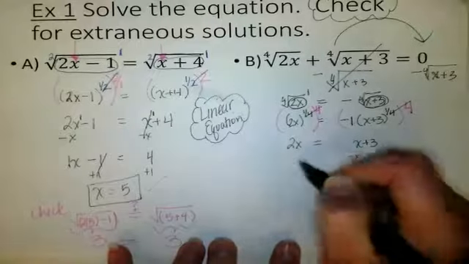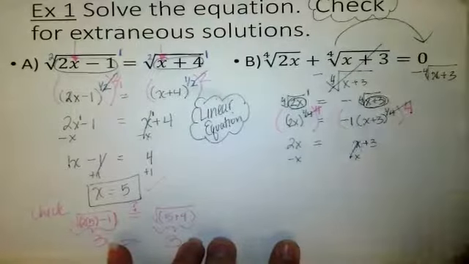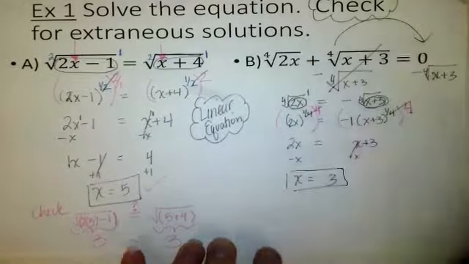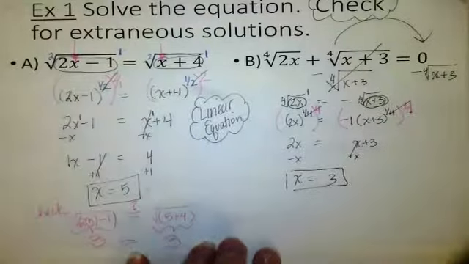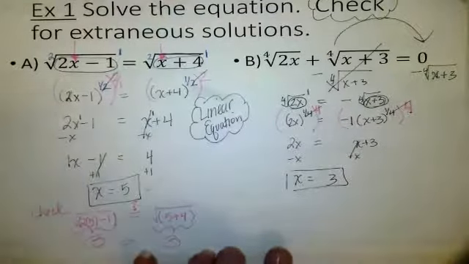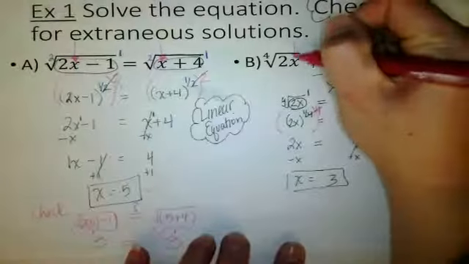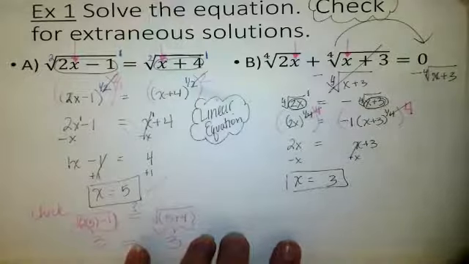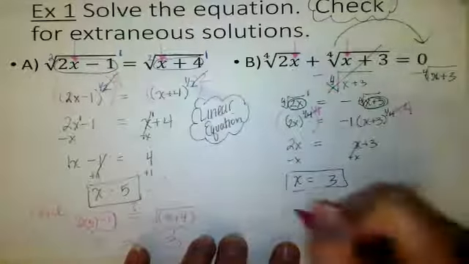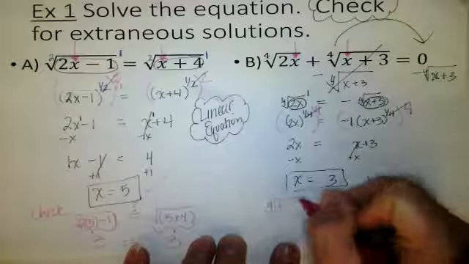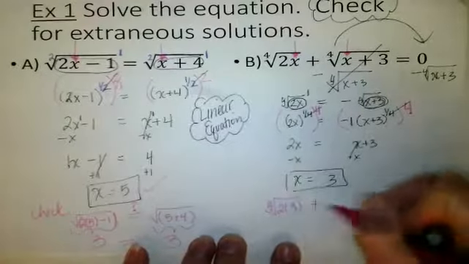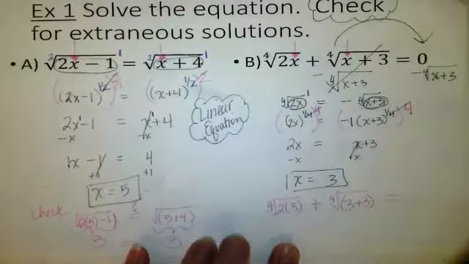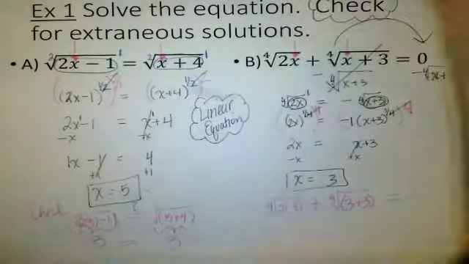I'm going to go ahead and subtract my x. Get my x's together. 2x minus 1x is x equals 3, possibly. But I really need to check this. So I'm going to go back to my original equation and plug in my value of 3 for all those x's. So to check this, I need the fourth root of 2 times 3 plus the fourth root of 3 plus 3. And that's supposed to equal 0. But I don't know. Let's see.